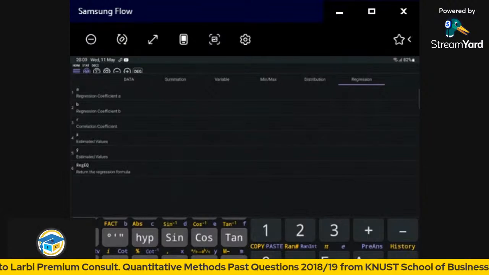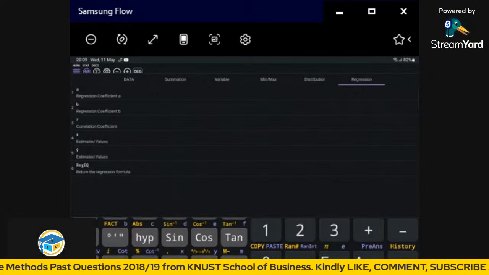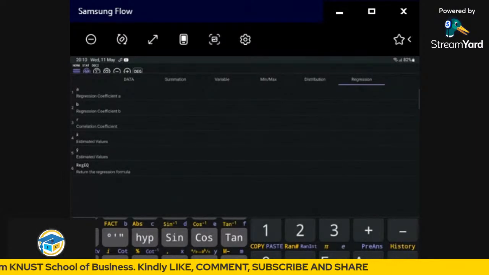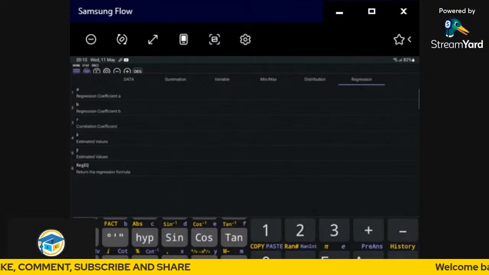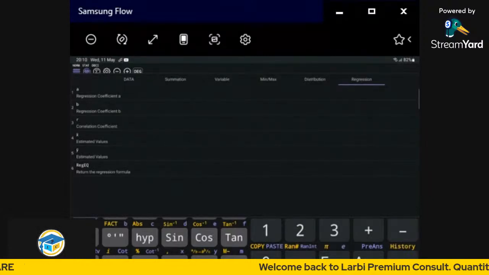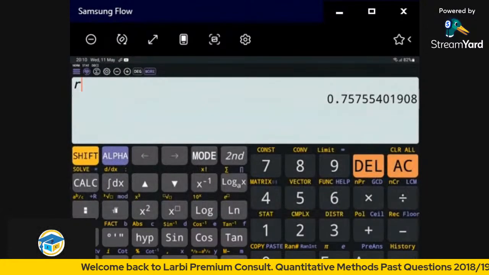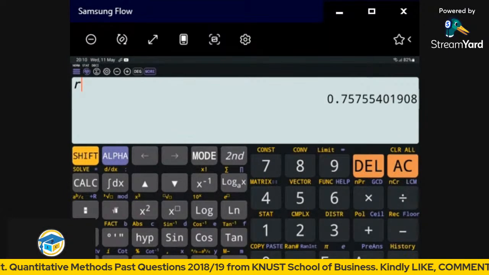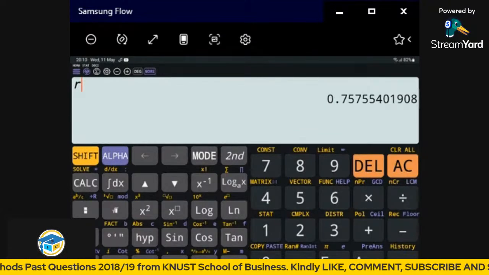Once you select 1, it takes you to a number of options. On my calculator, I have data, summation, variable, min/max, distribution, and regression. So you select regression. Sorry, we are talking about the coefficient of correlation. Let's locate the coefficient of correlation, which for my case is 3 here. Select coefficient of correlation.